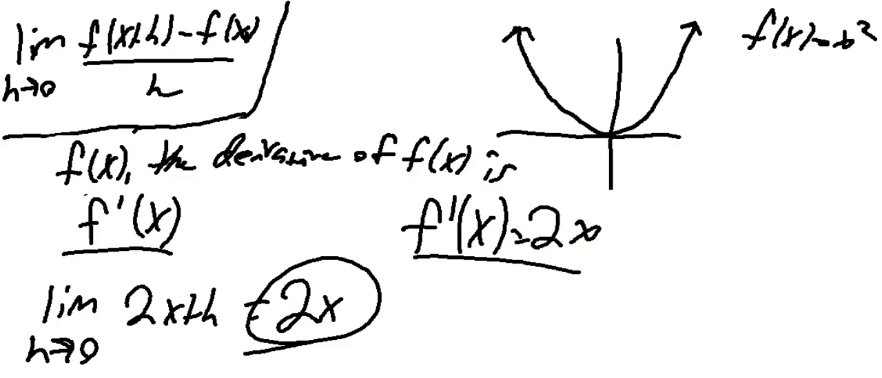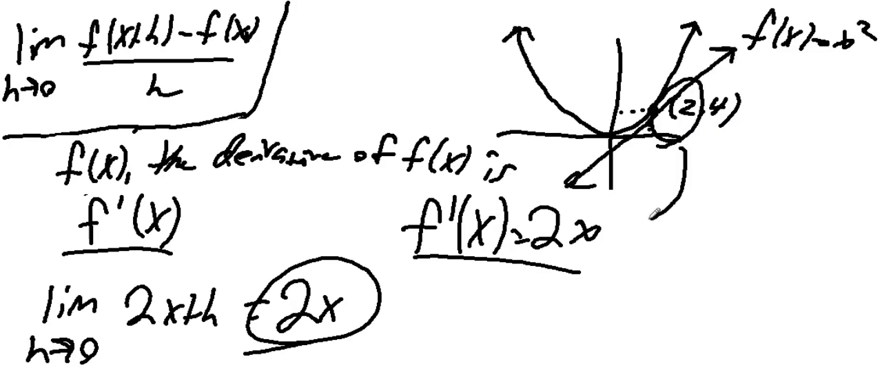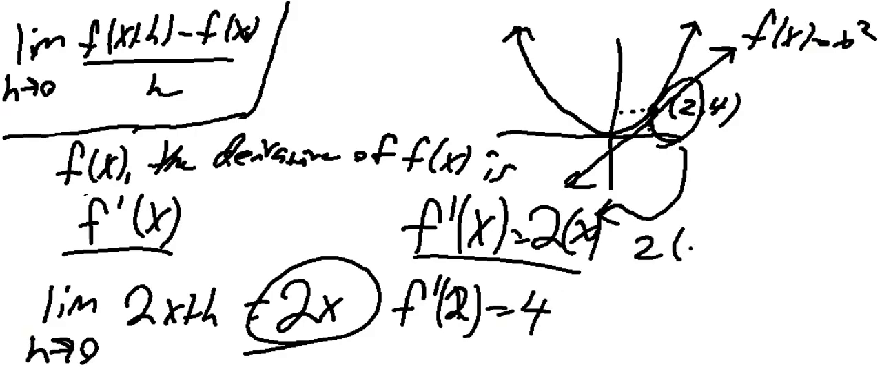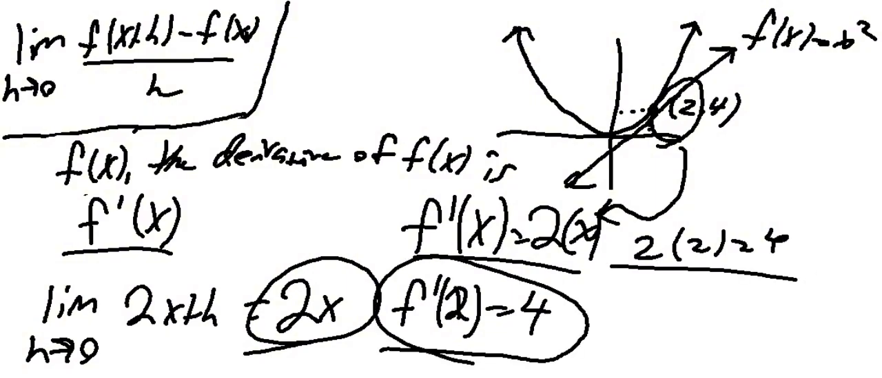Now let's quickly evaluate this at a certain point. So let's say we have x equals 2. I want to find the slope of this tangent line. What do I do? I plug 2 in for x. So f prime of 2, 2 is our input, is 2 times 2, which is 4. So basically this means the slope of f of x equals x squared at x equals 2 is equal to 4. The slope of the tangent line is 4.